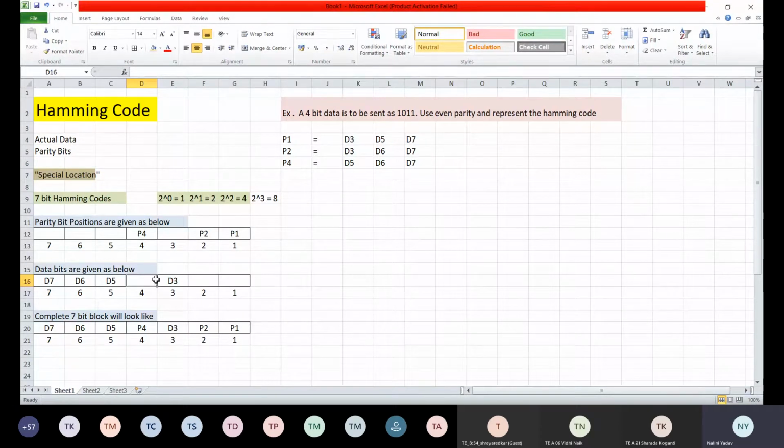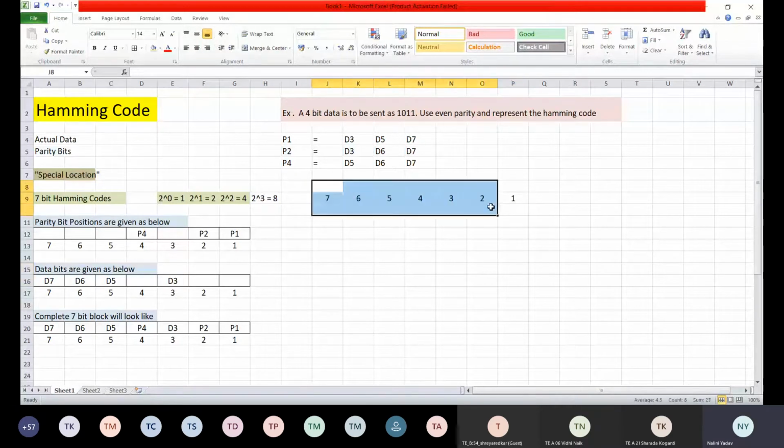Now, how are we supposed to calculate these parity bits? With the help of these particular formulas or bits. So how to calculate P1? D3, D5, D7. Now, a simple quick idea I will tell you to remember this. First, we will again draw these bit positions. The positions were 7, 6, 5, 4, 3, 2, 1. We have drawn the positions.